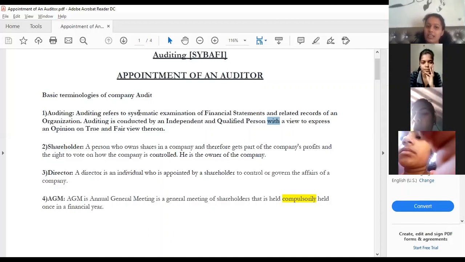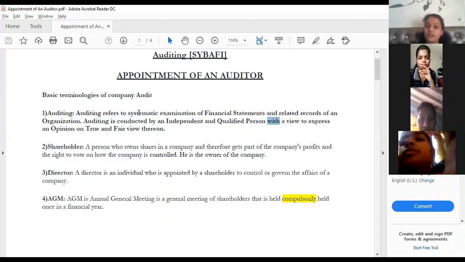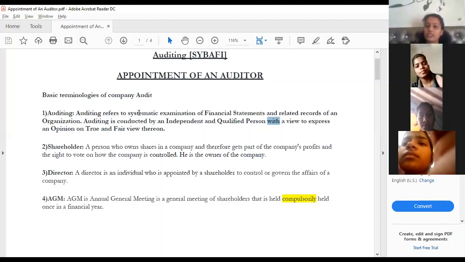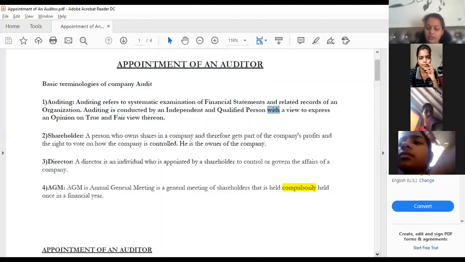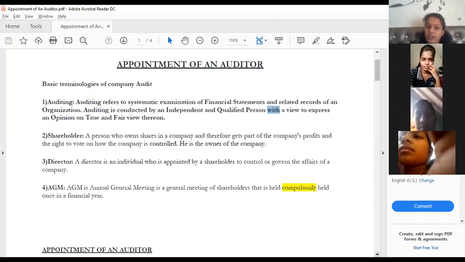And it is generally conducted by an independent person, who is a third person not employed in the company, and is a qualified chartered accountant who expresses his true opinion on the financial statements. Has everybody understood? Okay, let's go ahead. We'll be having a question answer session after this.